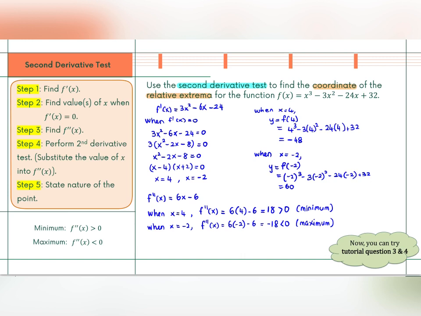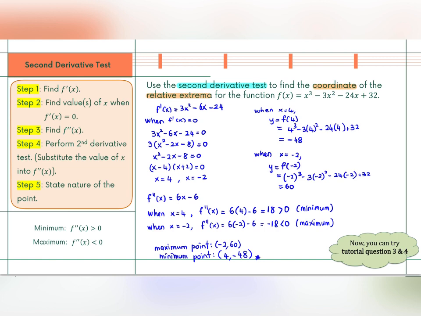Okay, so therefore, our maximum point is at, maximum tadi adalah apabila x equals to negative 2. So, negative 2, 60. Okay, and our minimum point is 4, negative 48. So, we already conclude our answers.